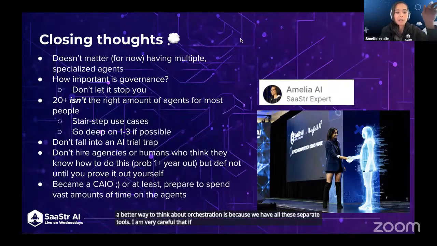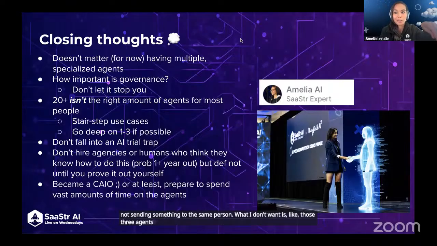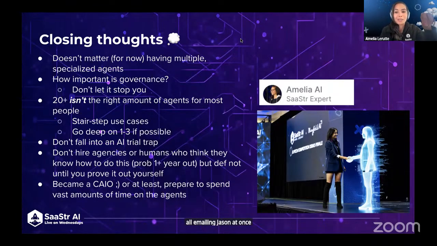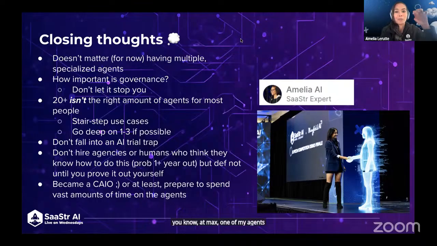If Qualified is sending something to somebody, then Artisan is not sending something to that person, and Agentforce is not sending something to the same person. What I don't want is those three agents all emailing Jason at once, with three somewhat different CTAs for SaaStr. I want, at max, one of my agents to reach out to you.